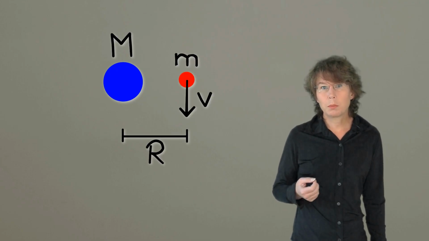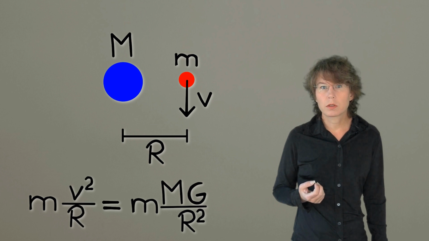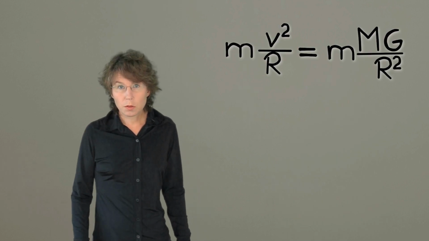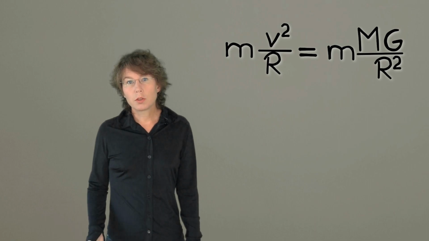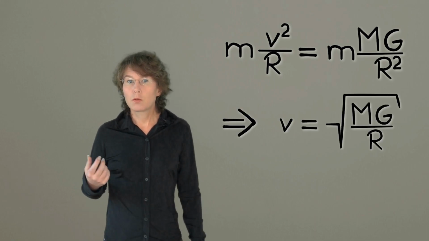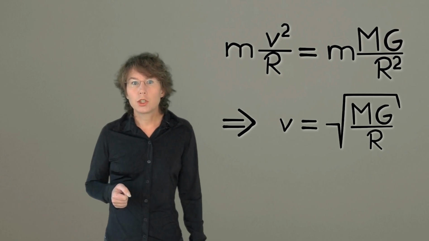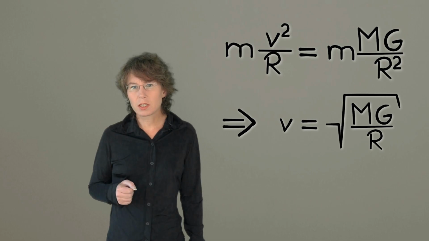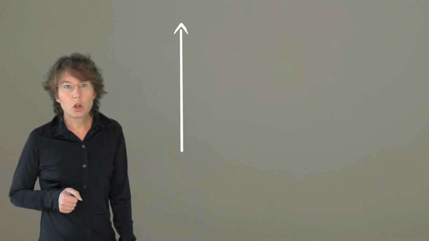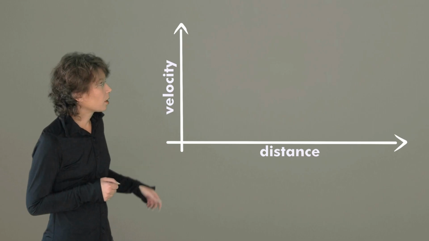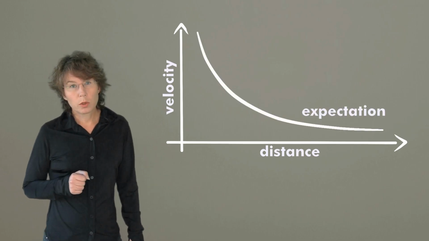It is then not difficult to calculate the stable orbit of a star far away from the center of a disk galaxy. For the star to remain on its orbit, the gravitational pull must be balanced by the centrifugal force. You can solve this equation for the velocity of the star, and this will give you the velocity that is necessary for the star to remain on a stable orbit. As you can see, the velocity drops inversely with the square root of the distance to the center. If you draw this relation on a graph, it looks like this. But this is not what we observe.